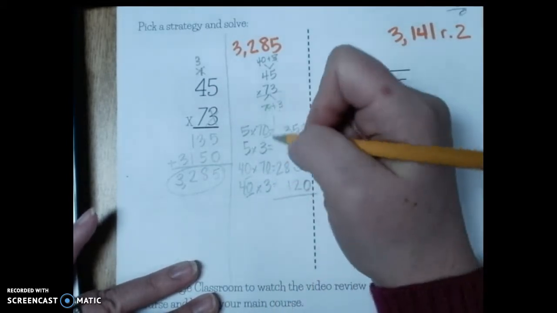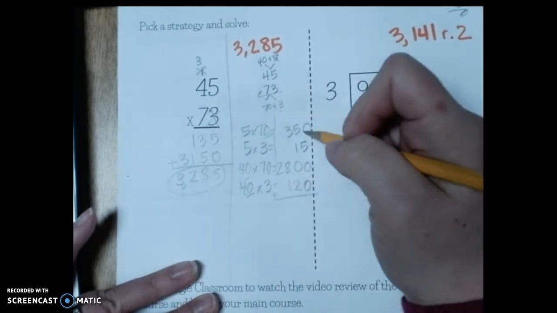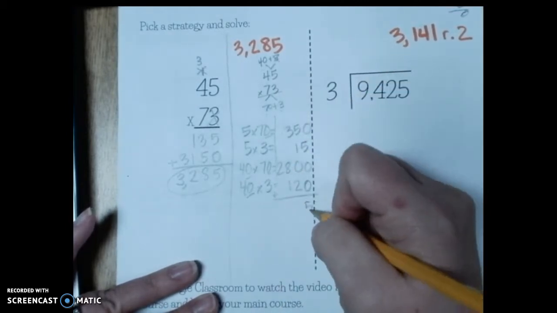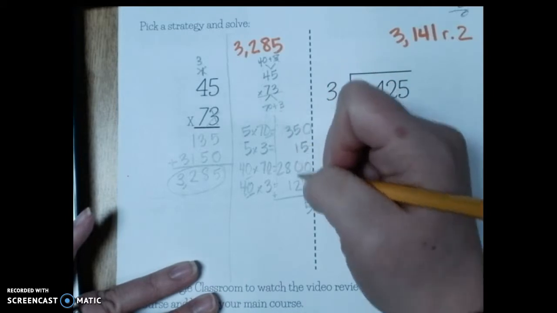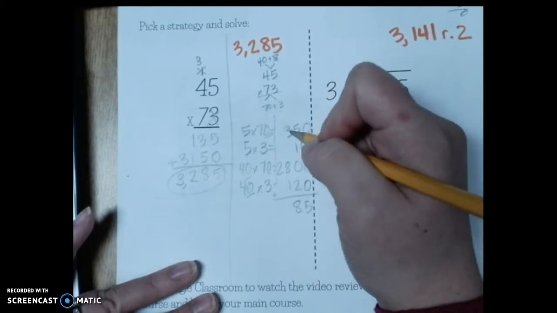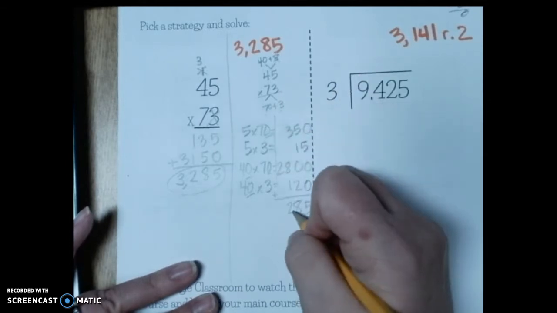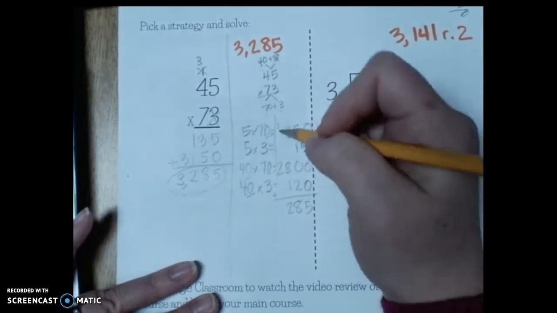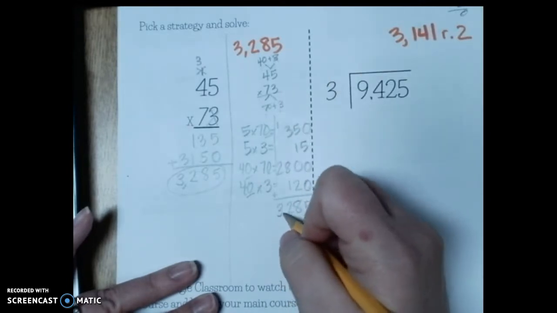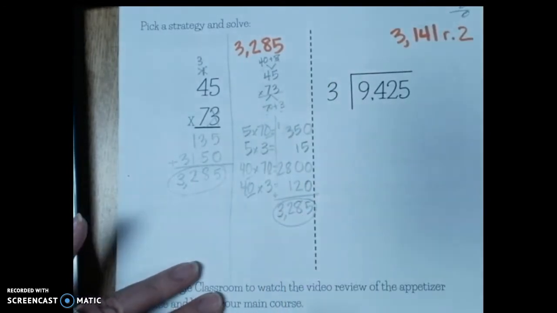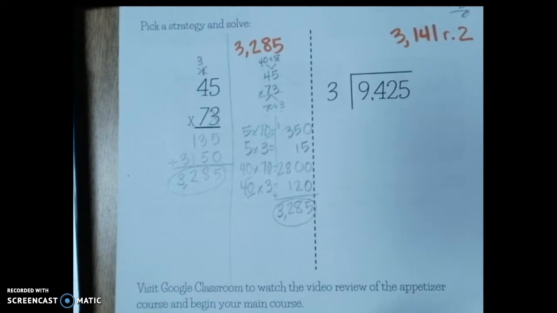So when I add those numbers up, I get 0, 5, 0, 0 is 5. 5 plus 1 is 6, plus 2 more is 8. 3 plus, let's do 3 plus 1 is 4, plus 8 more is 12. Regroup the 1. 1 plus 2 is 3. So I get 3,285. Okay.